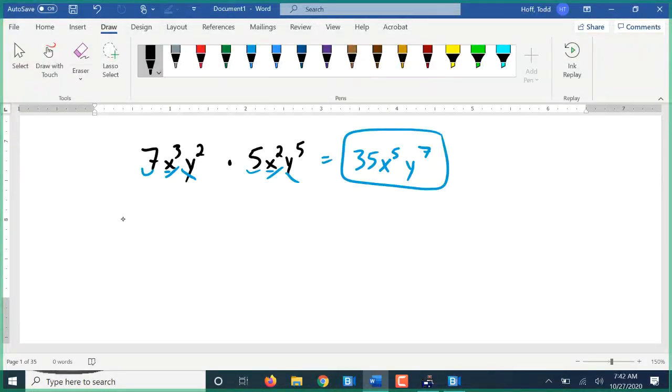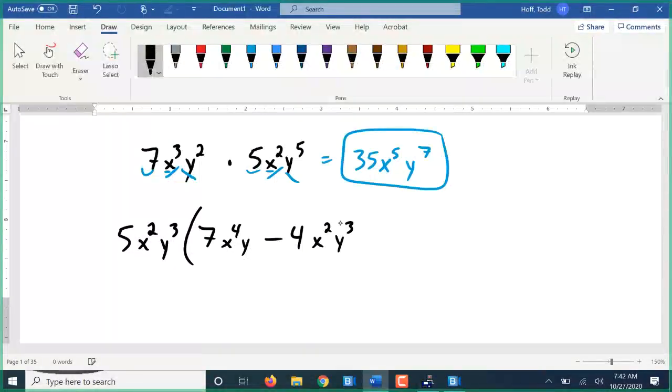We might have something like this. 4x squared, y to the 3rd times 7x to the 4th, y minus 4x squared, y to the 3rd plus 5xy to the fifth. I'll give you a minute, then we'll go over that one.